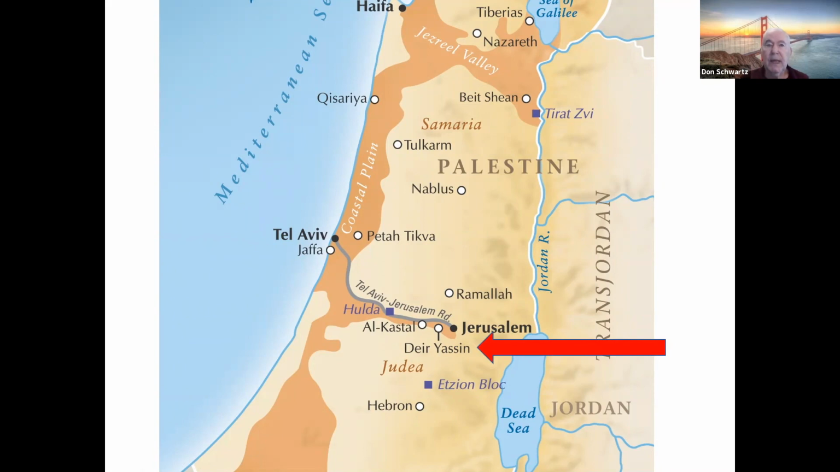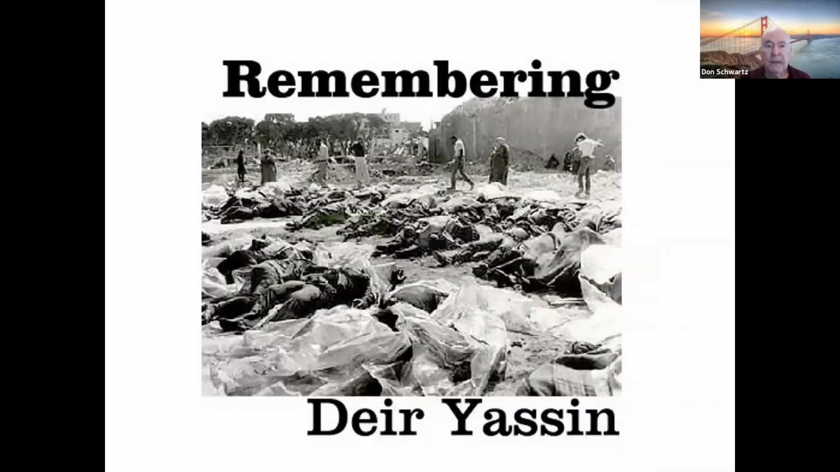Deir Yassin had stayed out of the fighting. It was not on the Haganah's list of hostile villages. Nevertheless, the Irgun attacked the Arab village of Deir Yassin, thinking it was a soft target. But the villagers fought back, killing 6 Jewish soldiers and wounding 42. The Irgun then retaliated, massacring 115 Arab men, women, and children in Deir Yassin.